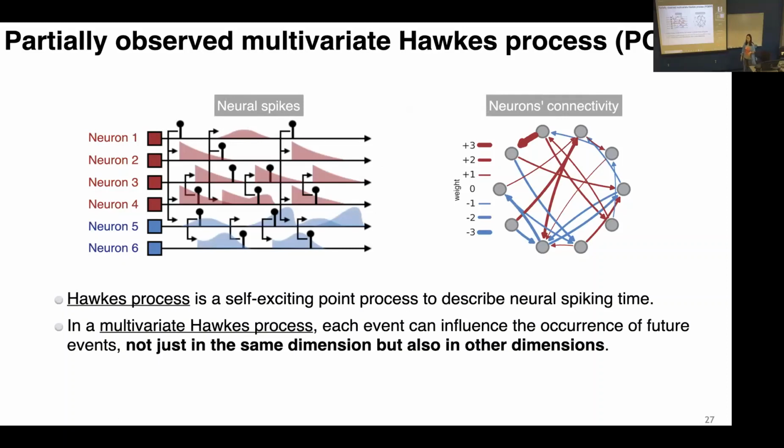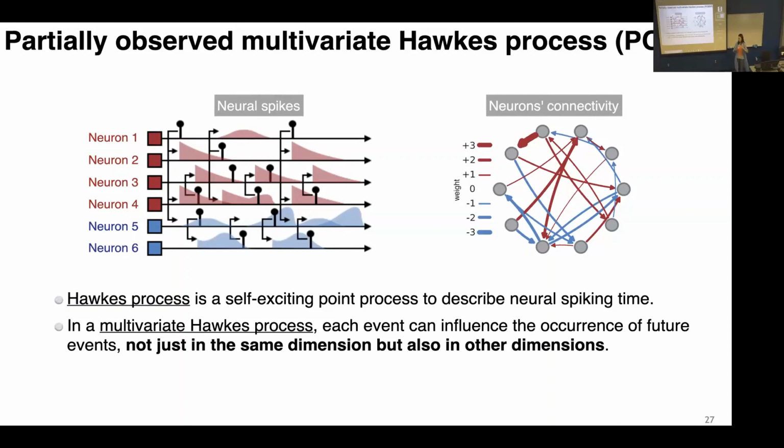Then people use the multivariate Hawkes, because in the multivariate Hawkes, an event is not just exciting its own future, but also exciting the other neurons' future. So now you introduce this interaction or influence between neurons, which is interesting, because if you fit a multivariate Hawkes to a bunch of neurons' spiking events, then you will end up with a neuron connectivity matrix. And this connectivity matrix will tell you how one neuron excites or inhibits the other neurons.